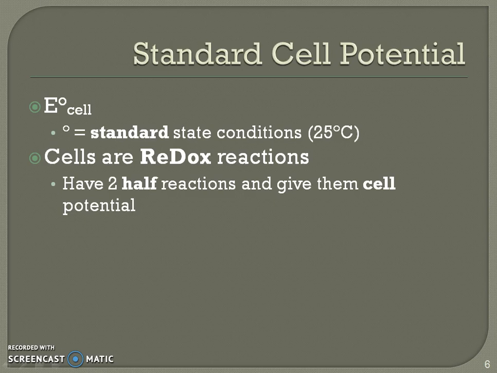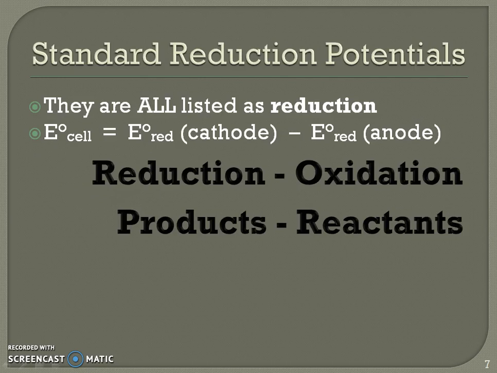In other words, we call these cells redox reactions. Redox reactions means that you have two half reactions. So you have to combine those two half reactions to get what's called the standard cell potential of the total overall reaction. Standard reduction potentials are going to give you a list, which I'll show you in a minute, a list of reduction half reactions. So what we're going to do is cathode minus anode, or reduction minus oxidation, or products minus reactants.